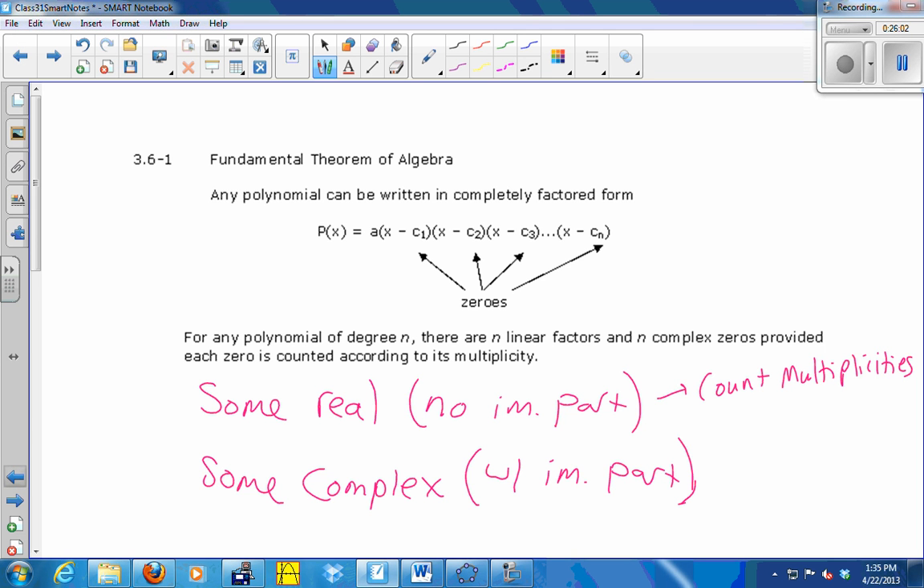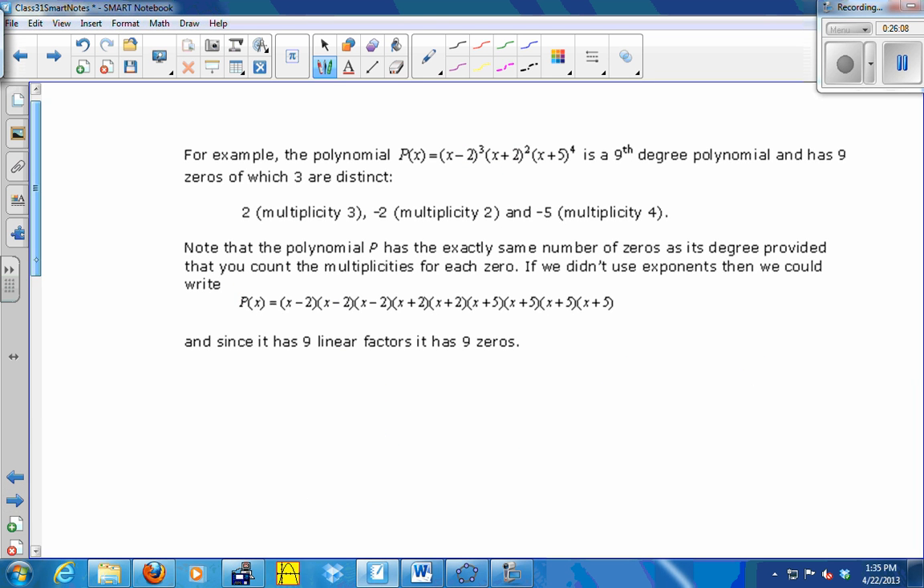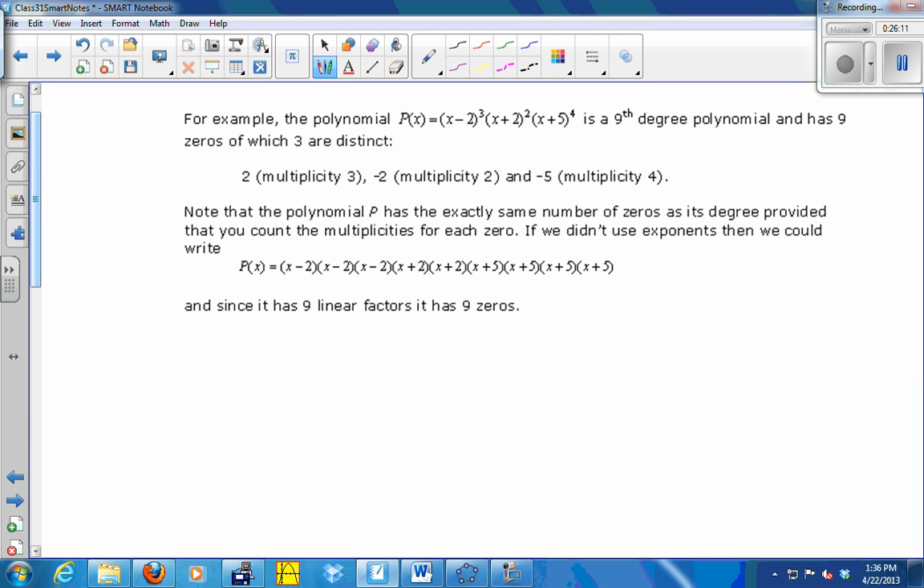Degree n, you can factor it to n linear factors. So for example, here's a polynomial, x minus 2 cubed times x plus 2 squared times x plus 5 to the 4th. How do I know it's a 9th degree polynomial? Yeah, add the exponents. So the highest exponent here would be an x cubed, and the highest exponent here, if I multiplied it out, would be x squared, and here would be x to the 4th. And when you multiply those, you add the exponents, so you get 3, 5, 9.